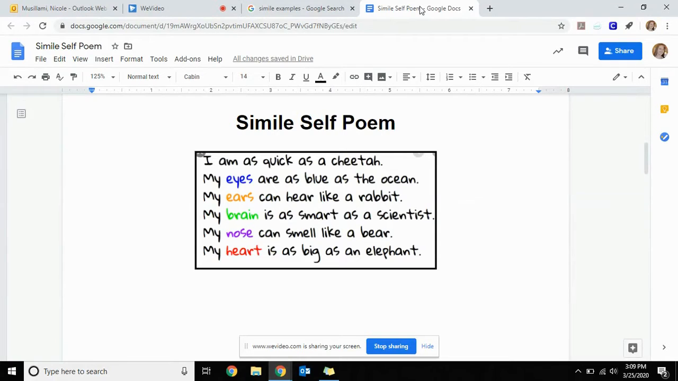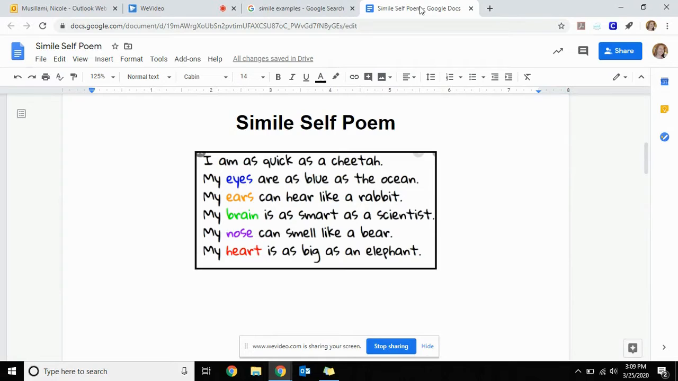So if I use the example hungry as a bear, it helps you to understand just how hungry someone might be because bears can eat a lot. I'm going to walk you through how to make a simile self poem.